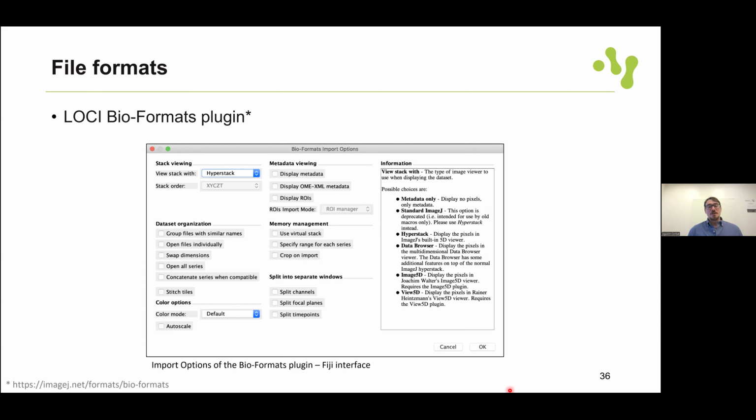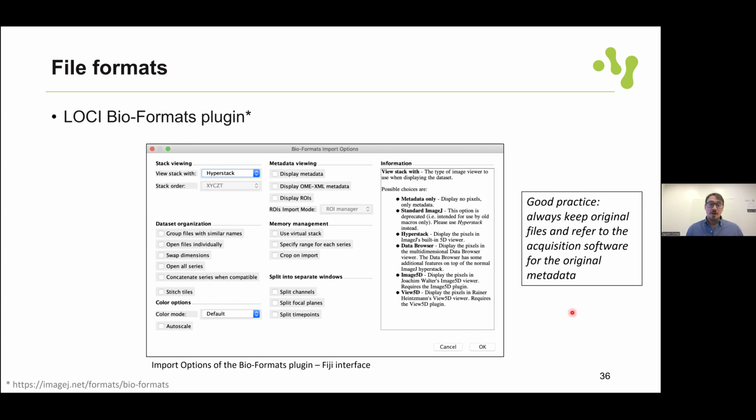So how do we open them? Because now we ended up with a ton of file formats, and it's going to be very complicated. Then you might wonder, okay, do I need a piece of software for each of the different file formats? Well, we do have Bio-Formats, and it's also a plugin that comes with Fiji. So most of the formats here you can open with Fiji. You can open them with Bio-Formats. So remember to always keep the original files and the raw data.